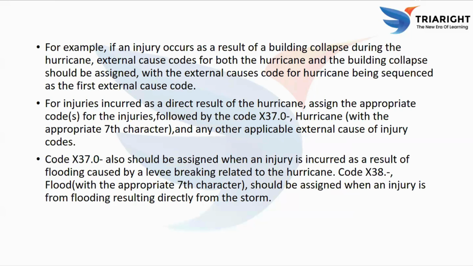Taking another example, flooding related injuries. X37.0, we will assign this code whenever a flooding is caused by the breaking of a dam due to a hurricane. X38 is for flood, when the injury is caused by flooding directly from the storm itself. So here, the hurricane is the main event, and the building collapse, the flood due to the hurricane, and the flood directly from the storm are all secondary external cause codes.